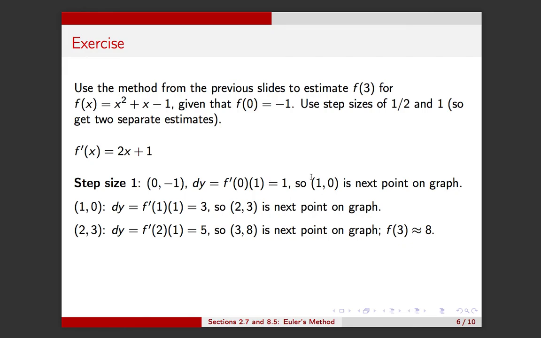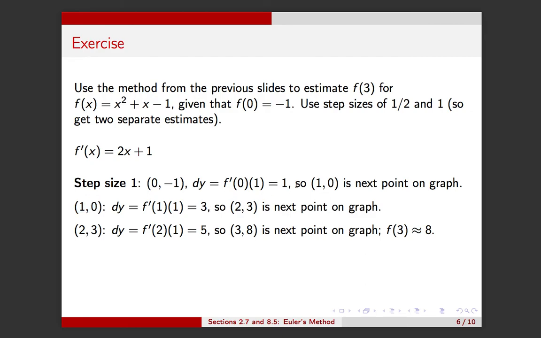So what does that mean? The x increases by 1. The y also increases by 1, right? You go from negative 1 to 0. So 1, 0 is my next point. Okay, so now I'm at 1, 0. I just iterate this process, right? F prime of 1 times 1. F prime of 1 is 3, and then times 1 is still 3.